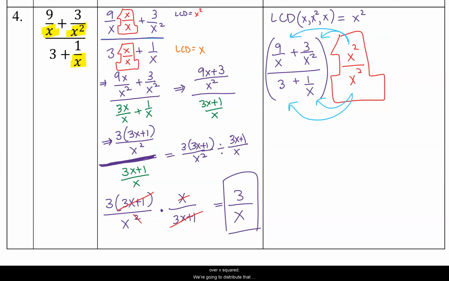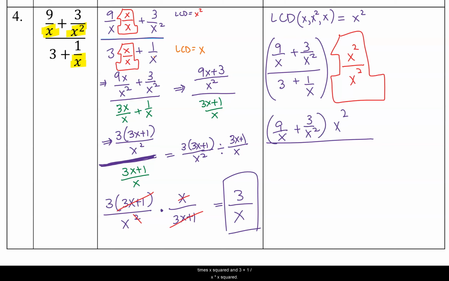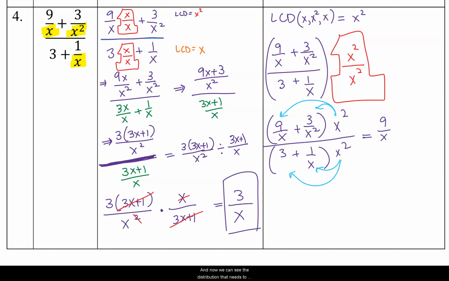We're going to distribute that into the terms of the problem. So 9 over x. I'm going to write it one different way first. Instead of distributing, let's write it over one fraction. So 9 over x plus 3 over x squared times x squared, over 3 plus 1 over x times x squared. And now we can see the distribution that needs to happen. 9 over x times x squared plus 3 over x squared times x squared, over 3 times x squared plus 1 over x times x squared.